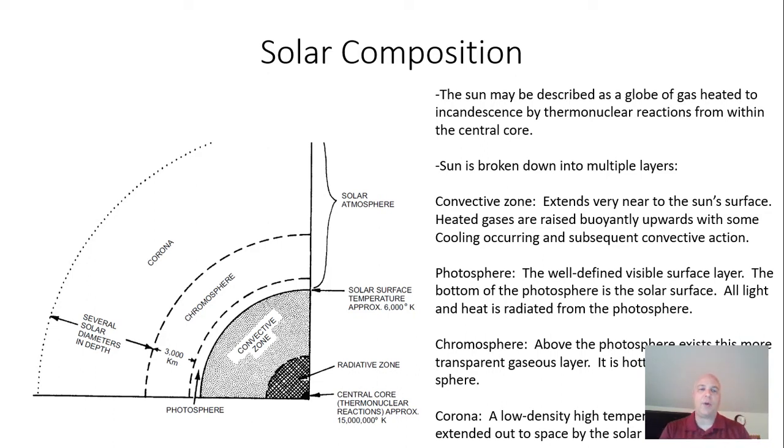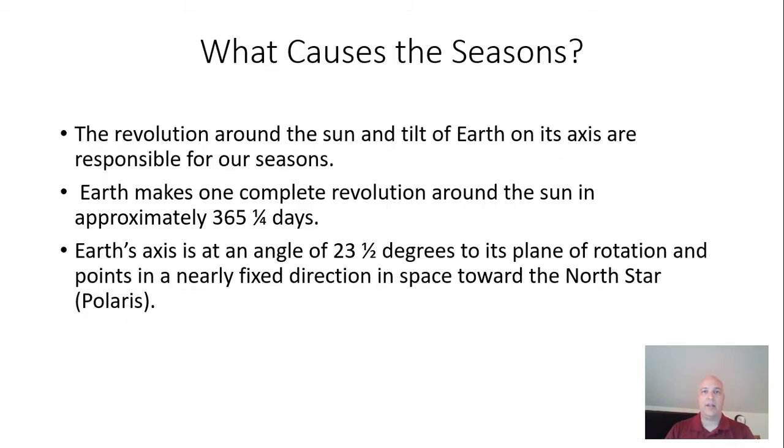And then working our way outward to the chromosphere. This is above the photosphere, and it is an area that has more transparent gaseous layers. And it is actually hotter than the photosphere itself. And then finally, we go outward to the corona, which is a low-density, high-temperature region that is extended out to space by the solar wind. So some really interesting things here with the Sun. Moving on.